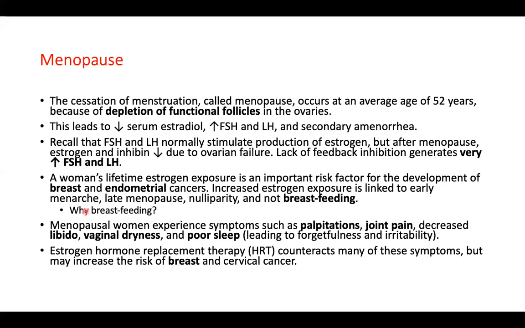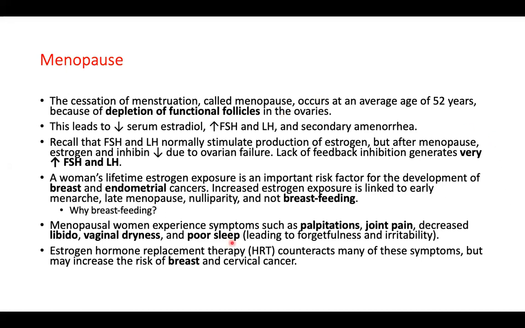Could somebody explain to me why breastfeeding is protective for breast and endometrial cancer? Something that we talked about. What do you think breastfeeding does? How would it affect estrogen? It inhibits gonadotropin releasing hormone. Good. It inhibits gonadotropin releasing hormone because there's less GnRH, means less LH and FSH, means less estrogen. Good. That's exactly why.